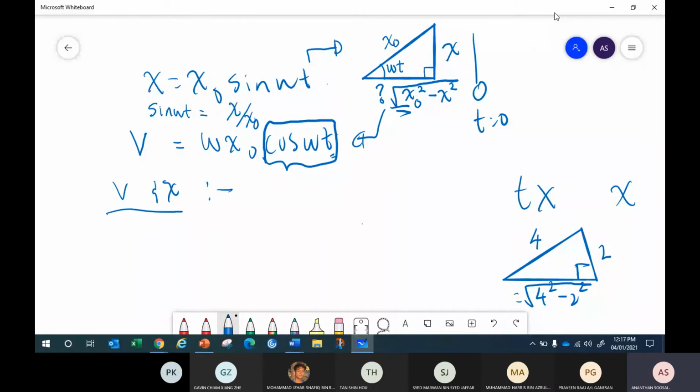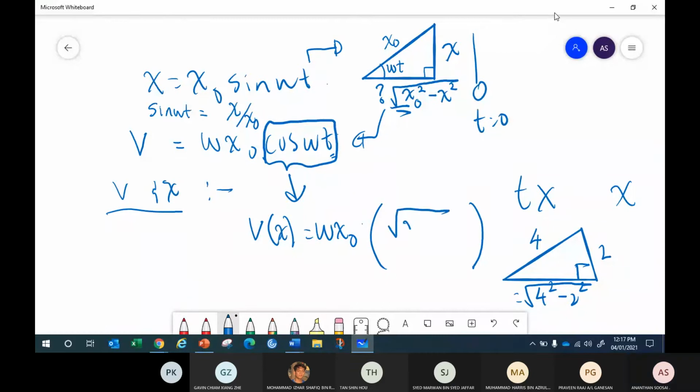Okay, from this triangle, can you get omega t and all? You want to find v in terms of x. So omega x naught, anyone? What is cos omega t from this triangle? The adjacent over the hypotenuse, right? The adjacent over hypotenuse is your cos. So can you fill up here? What is cos going to represent? It's the root of x naught squared minus x squared, over x naught, correct?